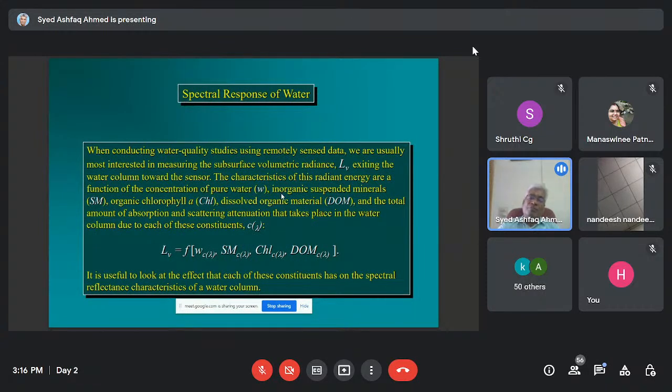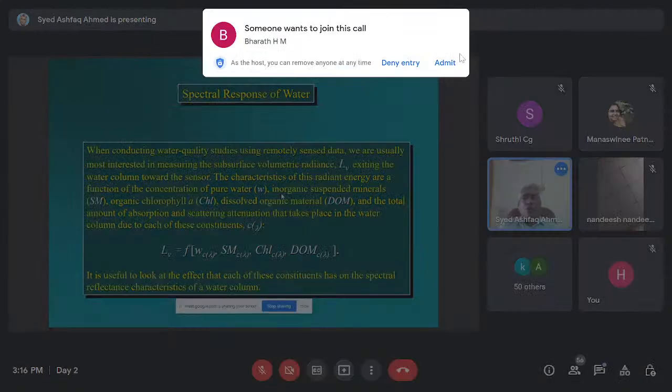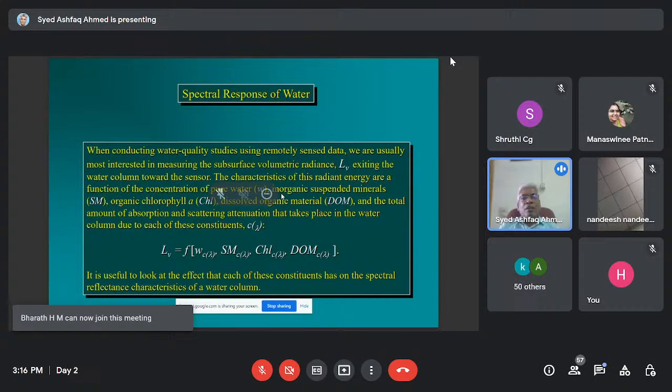And if the water body has any suspended minerals, suspended matter, like clay particles, sand particles, a lot of water bodies carry a lot of suspended minerals in the form of clay and in the form of sand. So those can be studied very clearly.